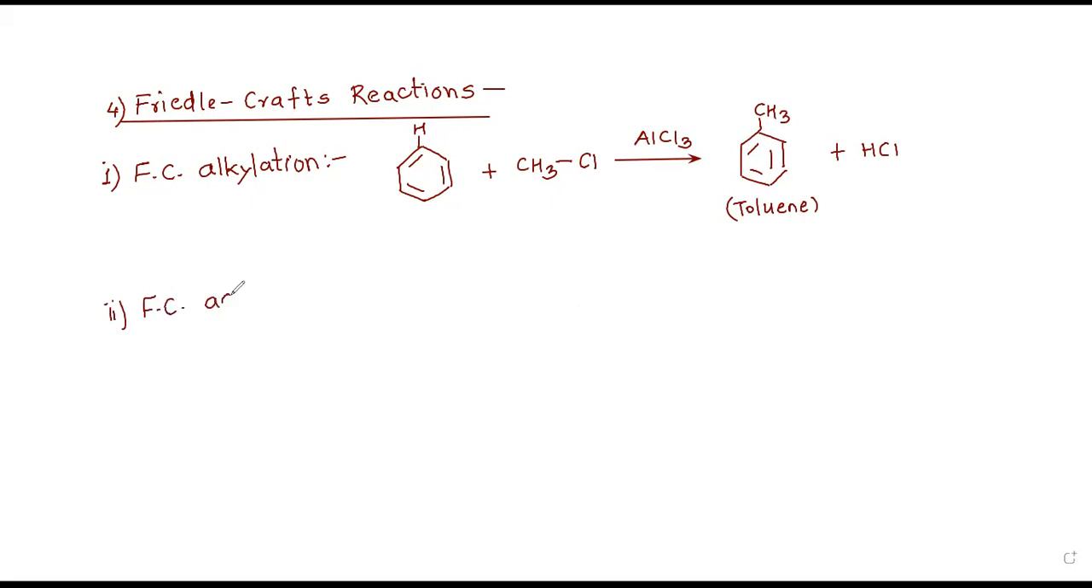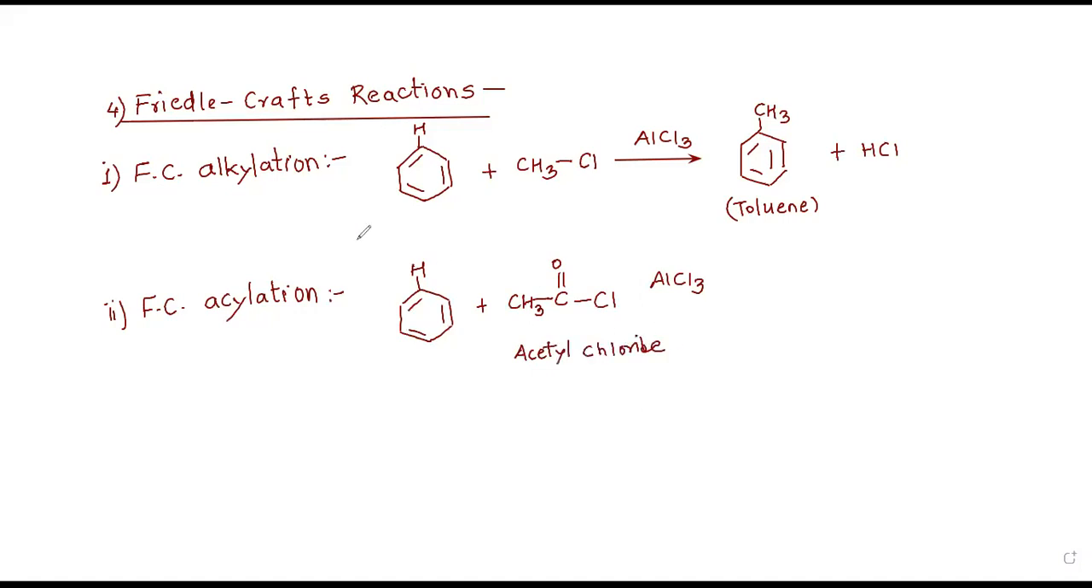Second is called Friedel-Crafts acylation. Again, we have benzene plus CH3COCl. This compound is called acetyl chloride. Upon reaction of this, the COCH3 group will be in place of hydrogen. Byproduct HCl again. The compound is known by the name acetophenone.